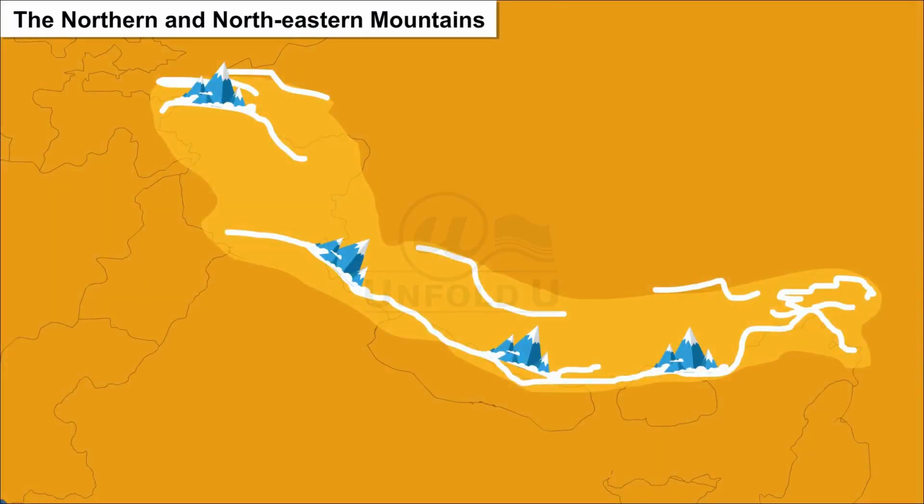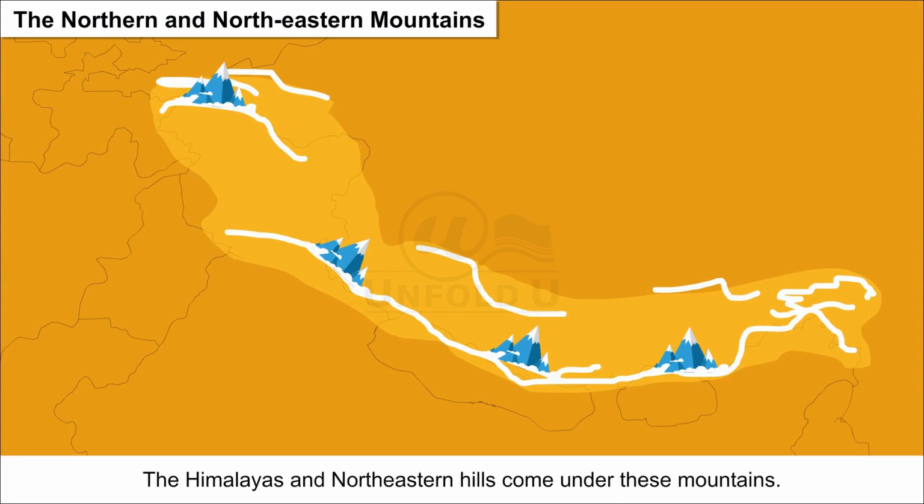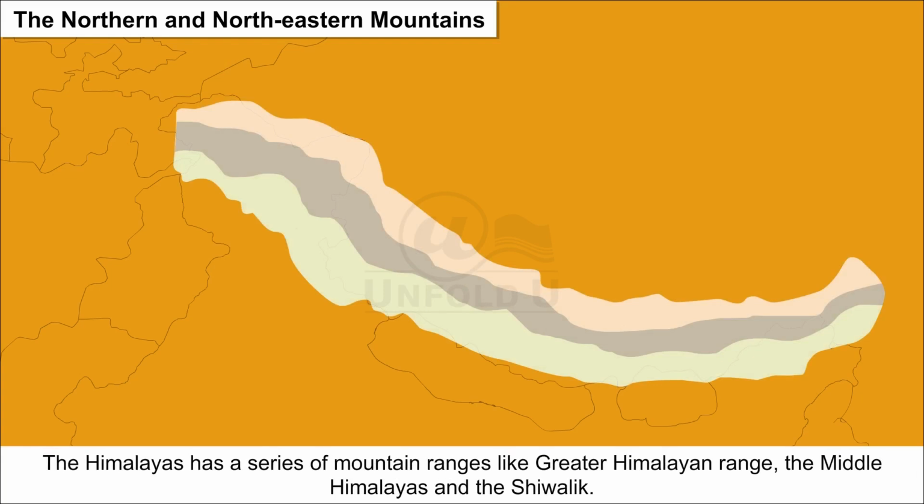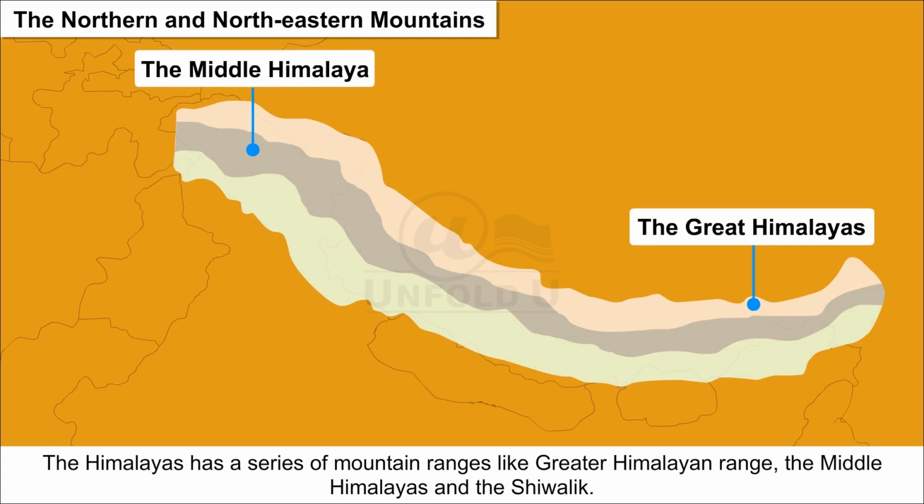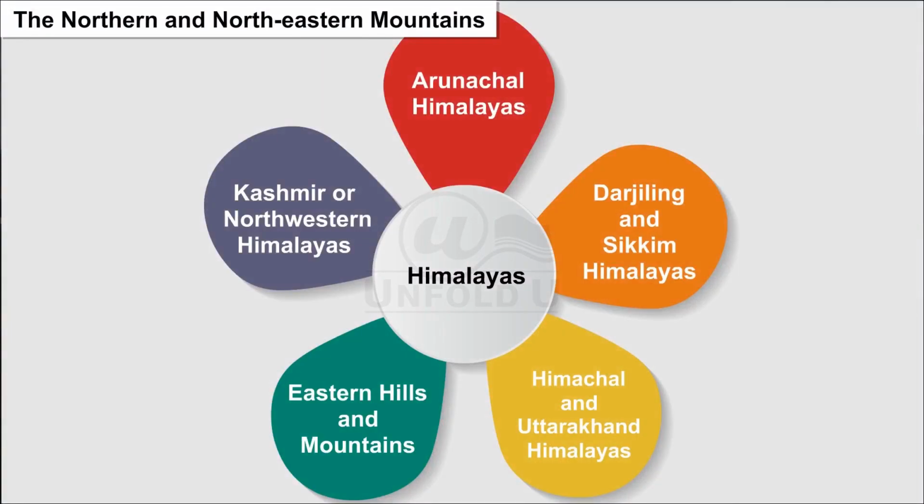The northern and northeastern mountains. The Himalayas and northeastern hills come under these mountains. The Himalayas has a series of mountain ranges like Greater Himalayan Range, the Middle Himalayas, and the Shivalik. Himalayas can be divided into 5 subdivisions on the basis of geomorphological features. Let us know each of them.